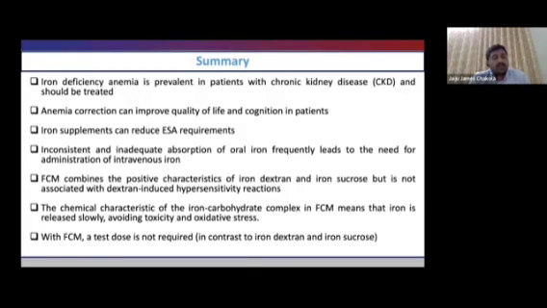With ferric carboxymaltose, a test dose is not required, in contrast to iron sucrose and iron dextran.